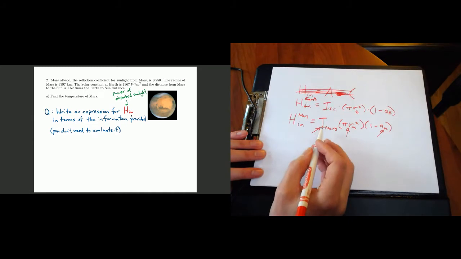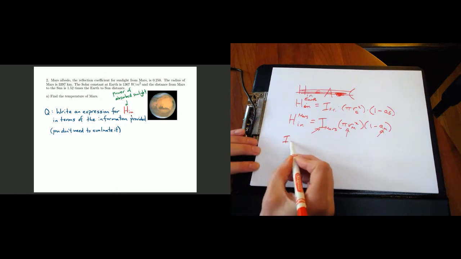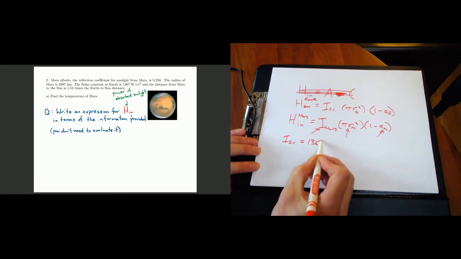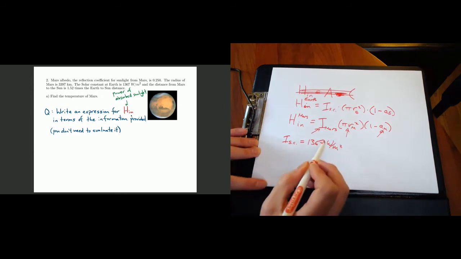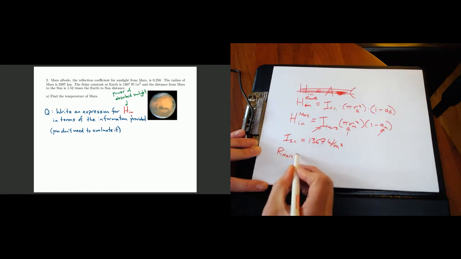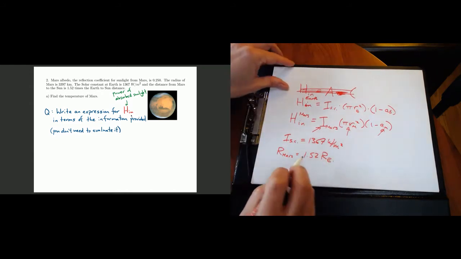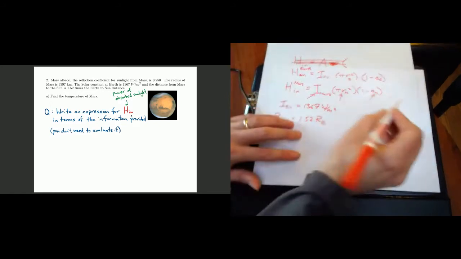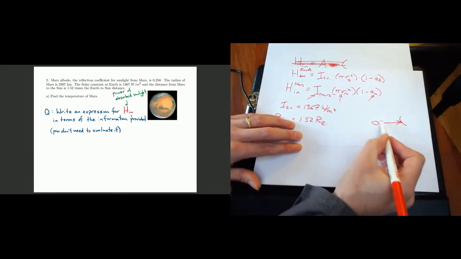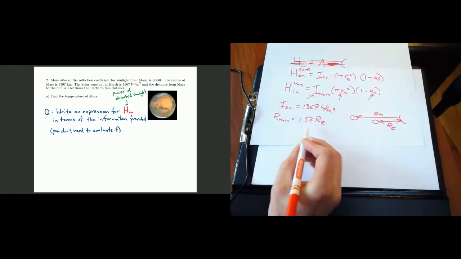And what we can do there is look at what it gives us. It gives us that the solar constant at Earth is 1367 watts per meter squared. And it gives us that the distance from Mars to the sun is 1.52 times the Earth to the sun distance. So R Mars equals 1.52 times R Earth. Okay. So drawing the picture there, this is our Earth, this is our Mars, and so it's larger.